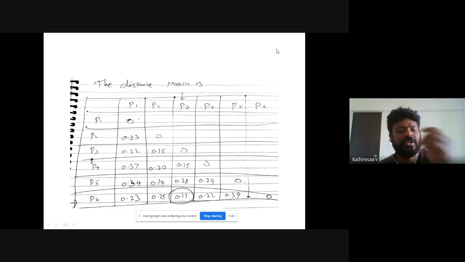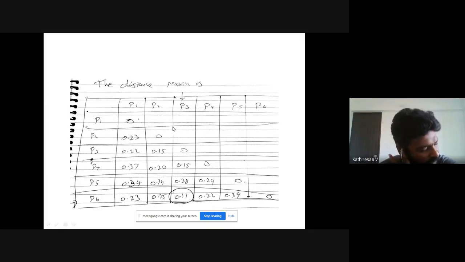So this is the distance matrix which we are having here, with the data points P1, P2, P3, P4, P5, P6 along both sides. Because the distance between P1 and P2 is the same as P2 to P1, one side is filled and the remaining cells need not be filled. The same value will come, and the distance between P1 and P1 is always zero. So this is the distance matrix.